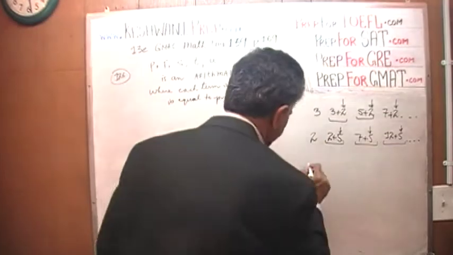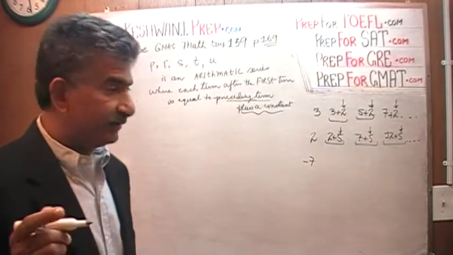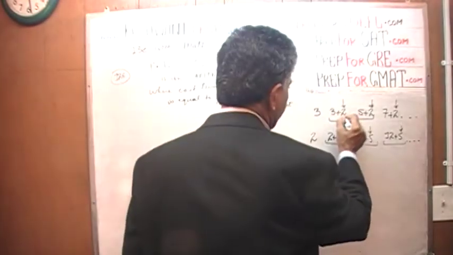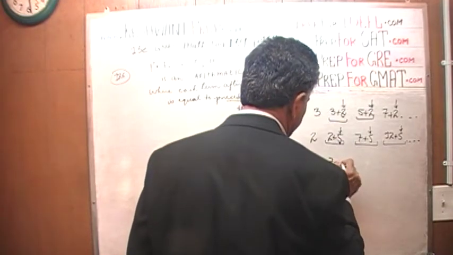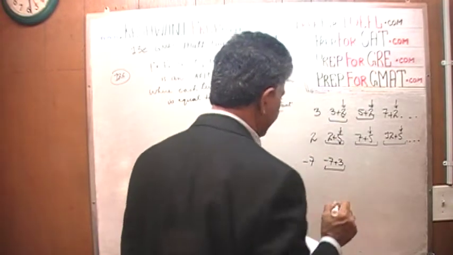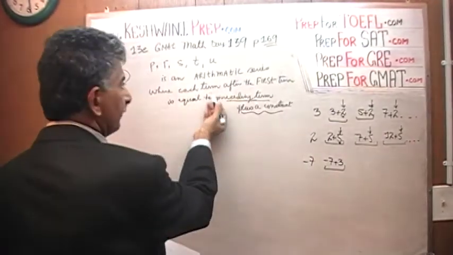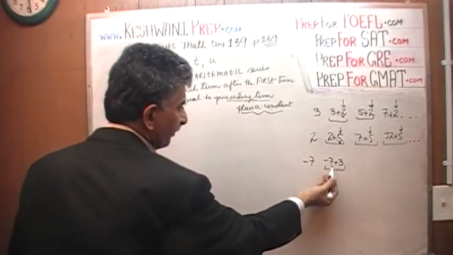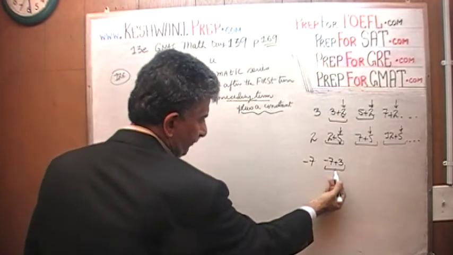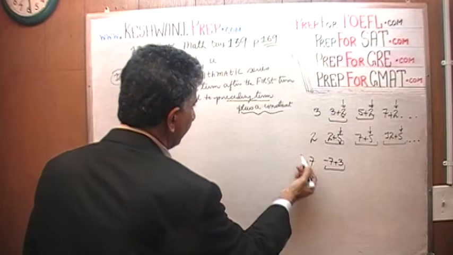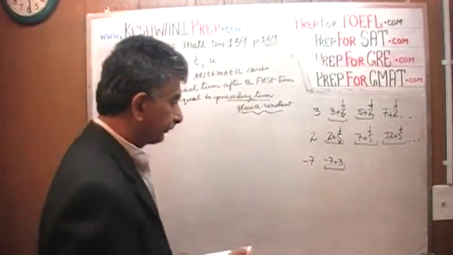Let's take a look at one more. It begins with negative 7, and it's going to go up by 3 each time. The first time around it went up by 2, then by 5, now let's increase by 3. Each term after the first term equals the preceding term plus a constant. For the second term, the preceding term is negative 7, and the constant here is positive 3.